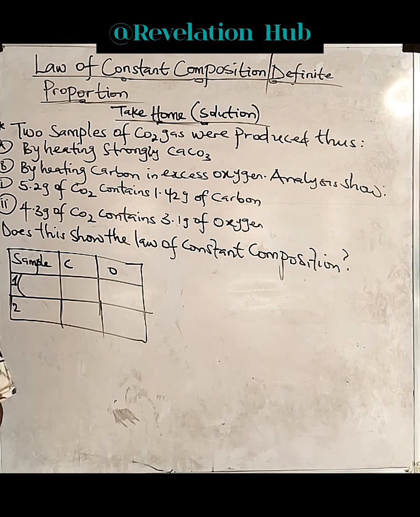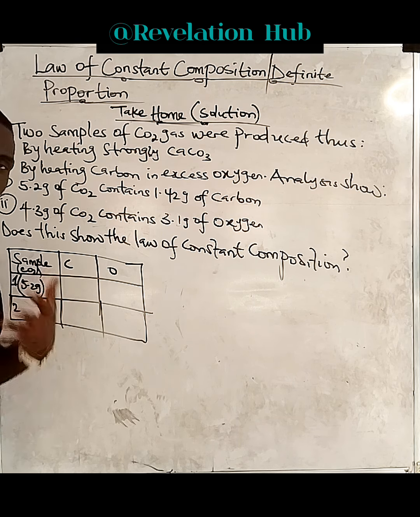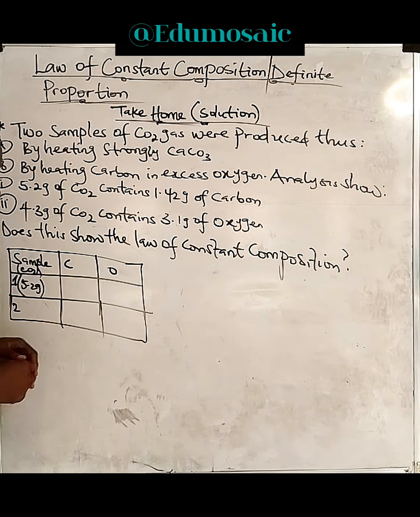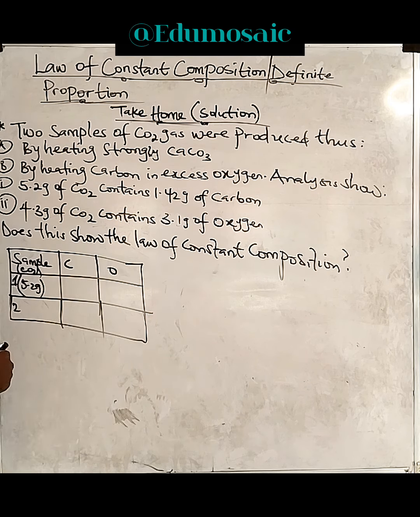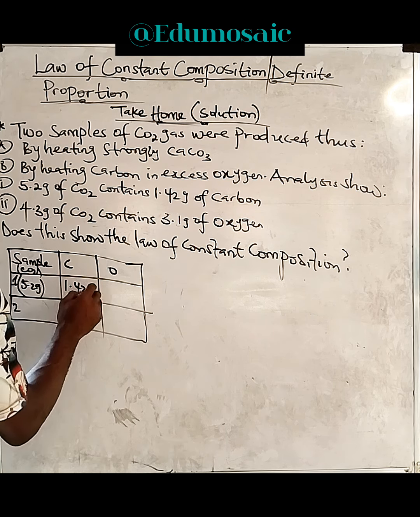For the first sample, we have 5.2 gram of CO2 gas. Don't forget the law: regardless of the method of producing the CO2, if it's truly a pure sample of CO2, it doesn't change the composition of CO2, regardless of the method we use for its production. So that's what you're trying to ascertain: whether this obeys the law of constant proportion. So let's say 5.2 gram of CO2 contains 1.42 gram of carbon.